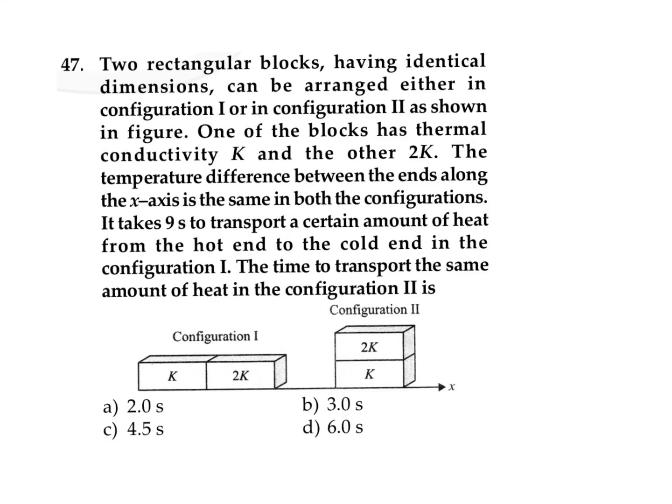In this question, it is given that two rectangular blocks having identical dimensions can be arranged either in configuration 1 or in configuration 2 as shown in the figure. One of the blocks has a thermal conductivity K and the other has a thermal conductivity 2K. The temperature difference between the ends along the x-axis is the same in both configurations. It takes 9 seconds to transport a certain amount of heat energy from the hot end to the cold end in configuration 1. The time to transport the same amount of heat in configuration 2 is?